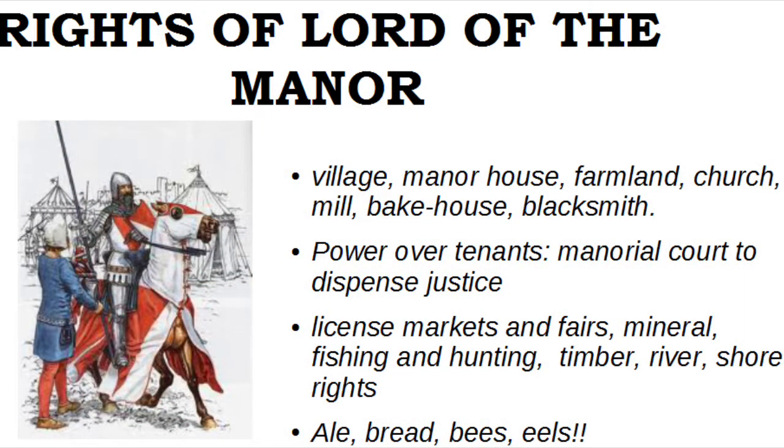So what were the rights of the lord of the manor? Essentially, he owned everything. That included the eels in the river, it included the bees in the beehives, and it included the sheep, the cows, the people, the buildings.